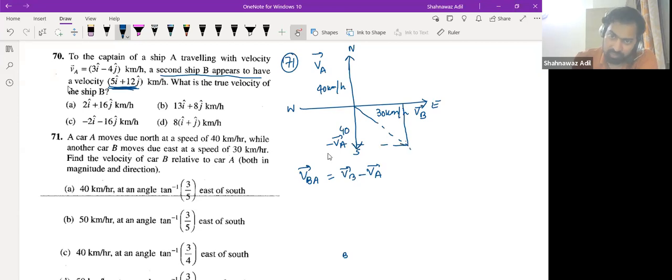Let's say this is theta. This is 40, this is 30, so how much would this be? You have a triangle like this, and this is theta. This is perpendicular, this is 40, this is 30. So how much would this be, Rishita?